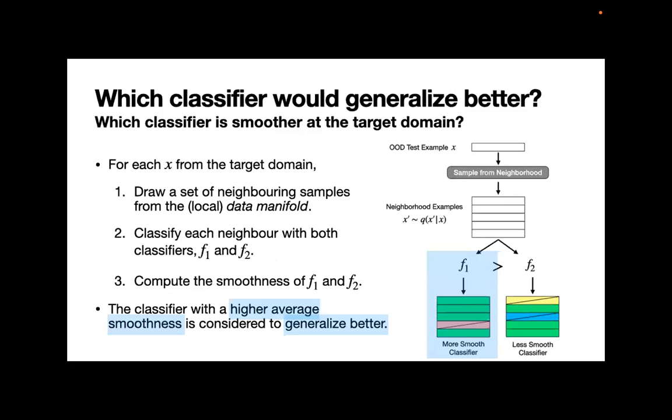So just looking at this graphically, we're going to pick one test example from the test set, and we sample from this neighborhood. We're going to sample a bunch of them from the local neighborhood using, let's say, a masked language model or whatever we want. Then we look at the agreement rate according to this classifier. Given any pair of classifiers, we say that the classifier that is smoother, so it has a higher agreement rate, is going to generalize better.